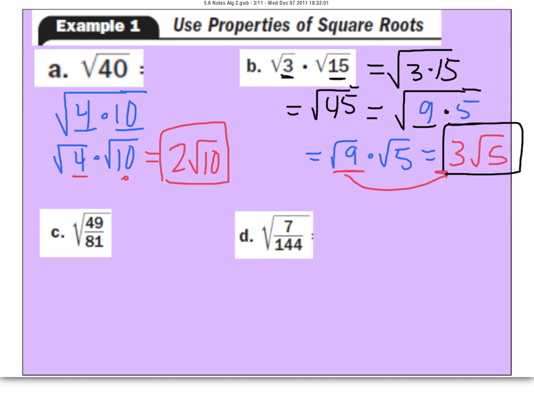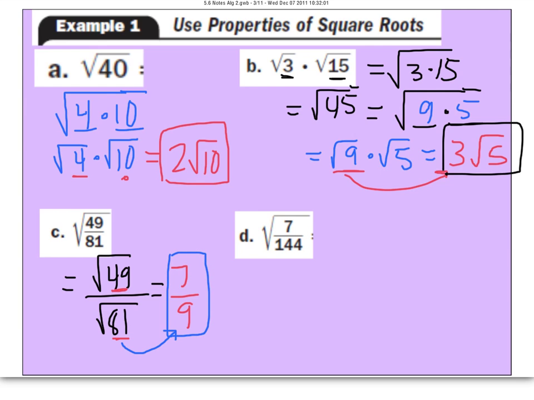Now, letter C, the square root of 49 over 81. I'm not sure about that fraction, but the nice thing is I can break it into two normal numbers. I can do the square root of 49 over the square root of 81. Well, that's easy. What number times itself is 49? That's 7. 81, what number times itself is 81? That's 9. Notice when I take the actual square root, for example, of 81, that radical symbol goes away. Make sure you do that. If you know the actual answer, the radical drops and you just get the normal integer value.